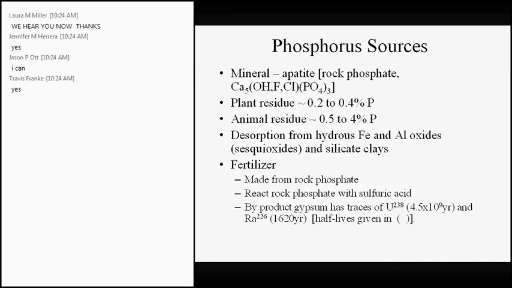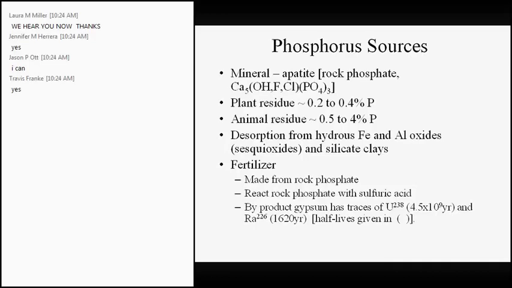Fertilizers, our inorganic fertilizers, are made mainly from the rock phosphate. We react the rock phosphate with sulfuric acid or phosphoric acid, and then that produces a phosphoric acid, and we make the additional phosphorus fertilizers. One thing that we end up with, at least from the phosphorus fertilizers that we make here in the United States, is a byproduct gypsum. Gypsum is calcium sulfate with 2 waters attached to it.